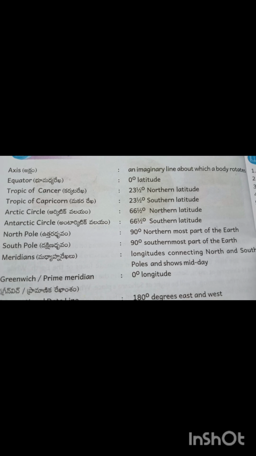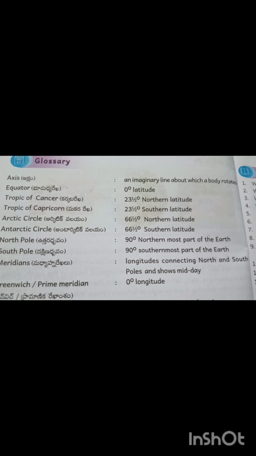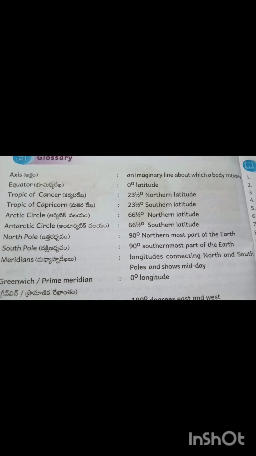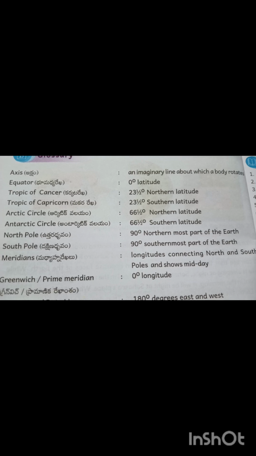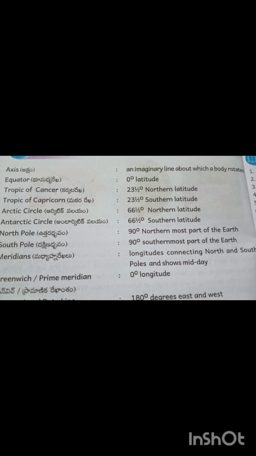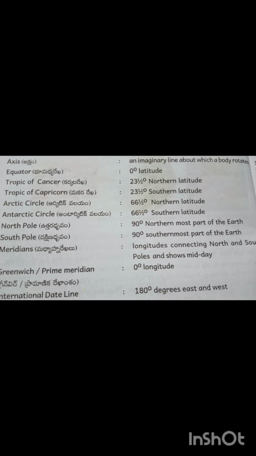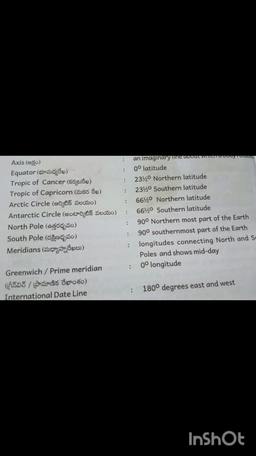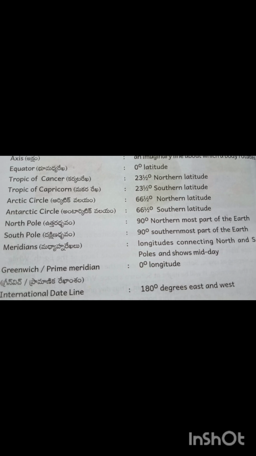Now we are going to know about the glossary of this lesson. Axis, called in Telugu Akshamam, an imaginary line about which a body rotates. Equator, Bhumadhya Rekha, 0 degrees latitude. Tropic of Cancer, Karkataka Rekha, 23.5 degrees northern latitude. Tropic of Capricorn, Makara Rekha, 23.5 degrees southern latitude.